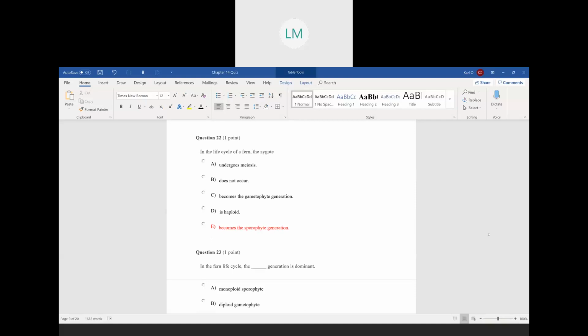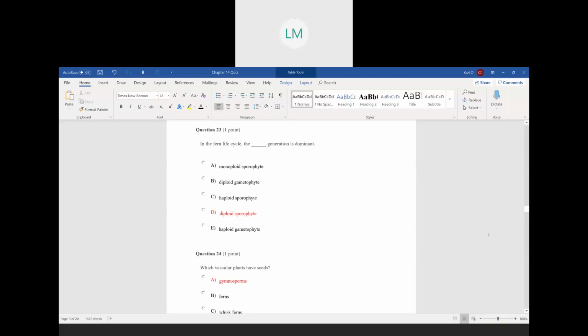D is haploid. Zygote by definition is always diploid. It is a unicellular diploid structure. That's the result of fertilization. E becomes the sporophyte generation. That is true. That unicellular diploid zygote is going to undergo mitosis to increase in cell number and become the multicellular diploid sporophyte.